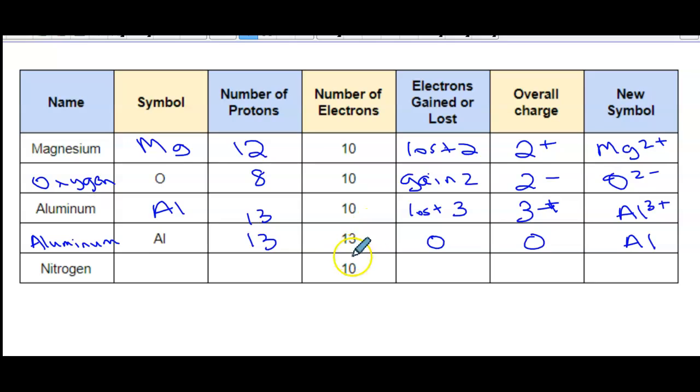The symbol has not changed. Nitrogen symbol is N. Nitrogen has 7 protons and 10 electrons in this case, so it has gained 3 electrons. So it's going to be a 3-, and its symbol will be N 3-. Feel free to rewind and pause as needed.